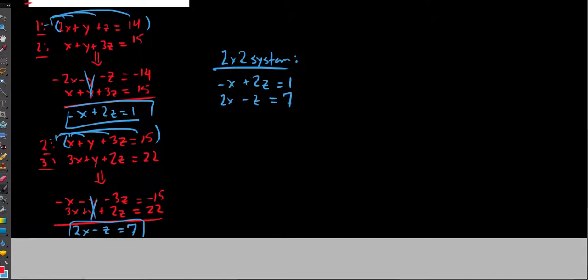And it looks like we could eliminate x's or z's. I'm going to opt to eliminate my x's. So I'm just going to double my first equation. I'm going to scale that by a factor of 2. So rewriting this again, negative 2x plus 4z, okay? And this would be equal to 2. And our second equation, again, we did not modify in this particular instance.